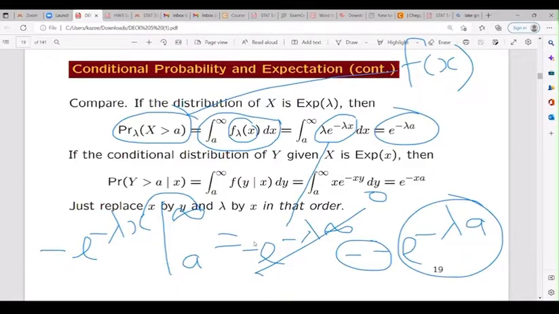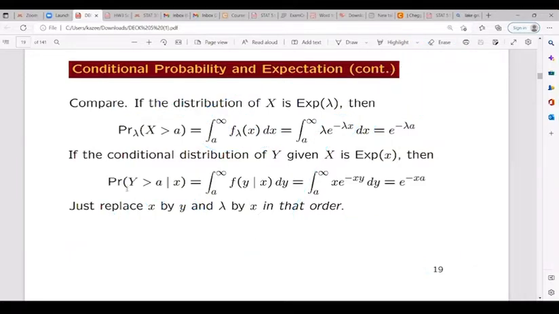Now I just want to take a look at this one here. It says find the probability of y greater than a given x. Of course, anytime you say this, you're going to use a conditional function. This is different from this one. This one is the probability of x, talking about x, so you use f of x. But here it's telling you to use a conditional function, because they said the probability of y greater than a given x. You're going to use that.